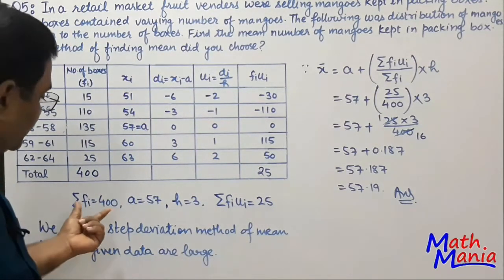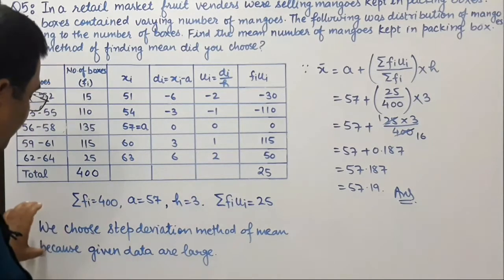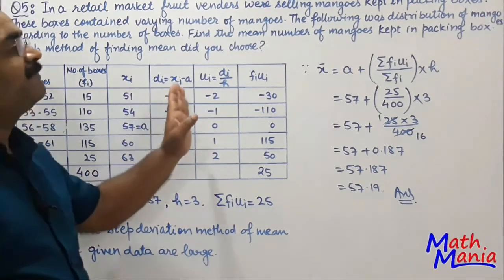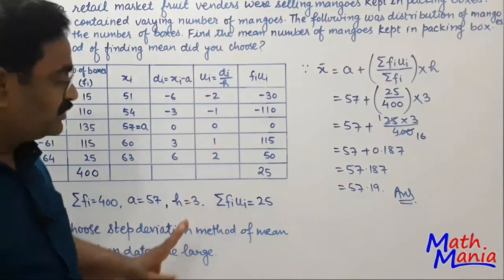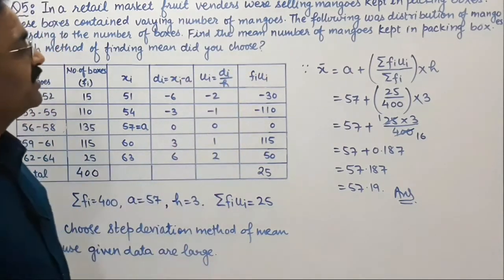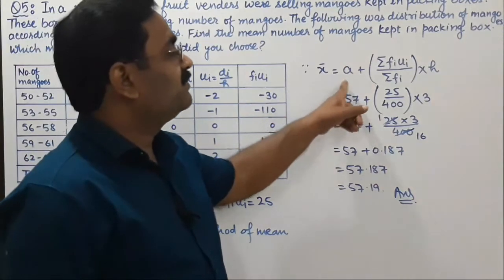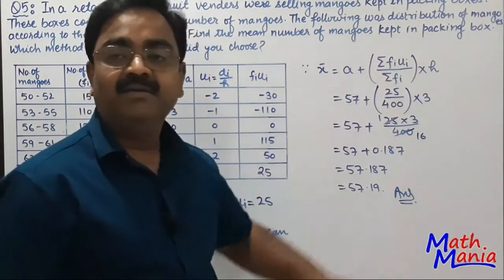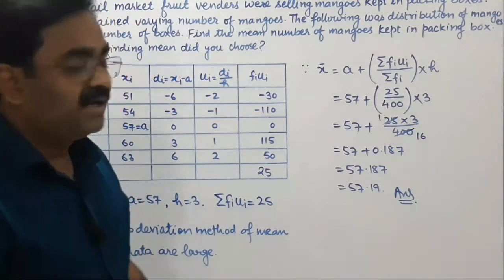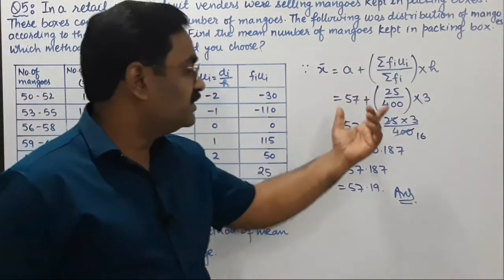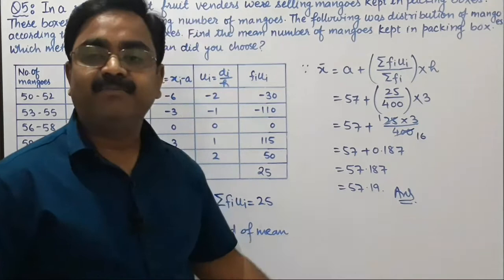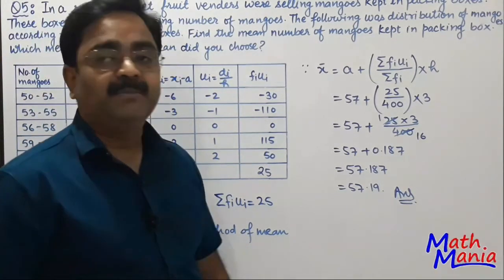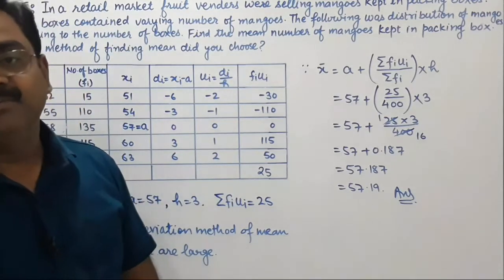Then after getting all these values, we will use the step deviation method. So we have applied the step deviation method. X bar is equals to A plus sigma Fi Ui upon sigma Fi multiplied by H. After substituting the values of this, we got our answer 57.19, the mean number of mangoes kept in the packing boxes.